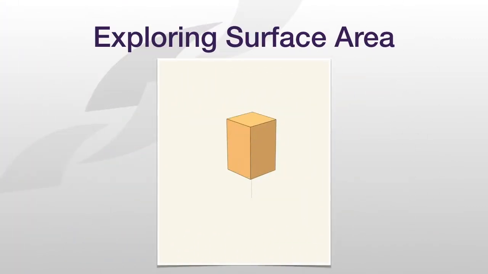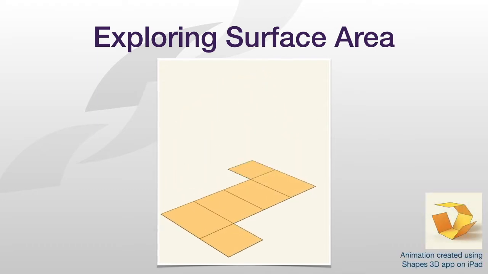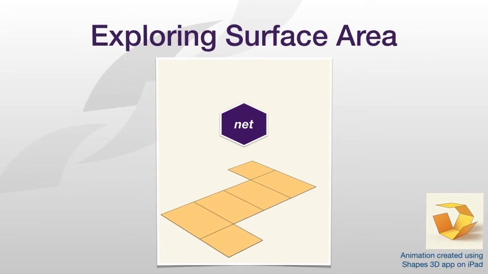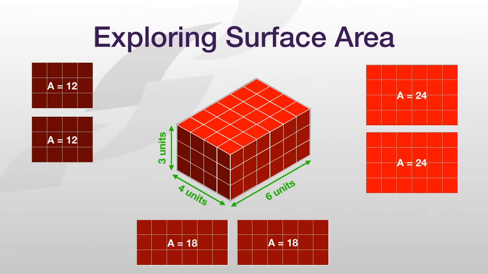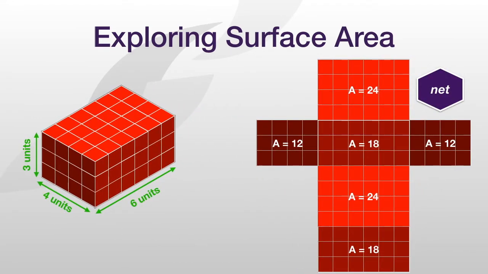One of the more challenging aspects of calculating surface area is to make sure that all faces have been considered. If we unfold this prism, we can see all 6 faces at once. This 2D representation is called a net. Returning to our previous prism, we can rearrange the 6 faces to show what the net would look like. So, when solving a surface area problem, it is very helpful to sketch a net first.